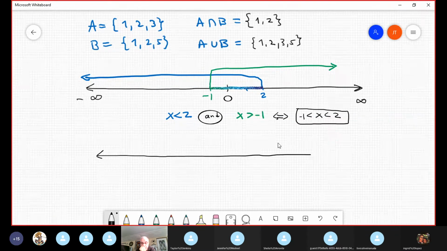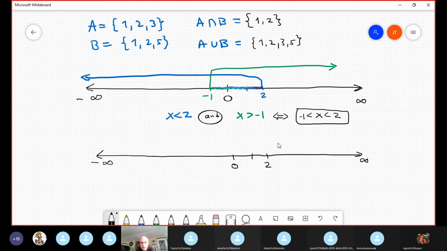So we have some special, confusing cases. Suppose, again, only a number line, where we have 2 here, 1, 2. We have one interval that is like that. It's x greater than 2.